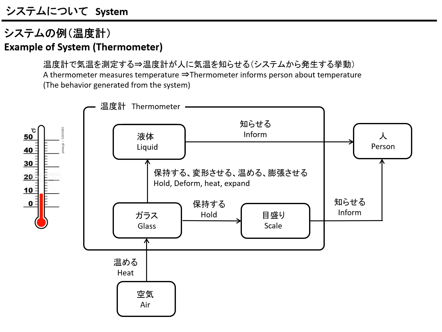Then what's going on in the system of the thermometer must be the things shown in this figure. First, air heats glass. Then the glass probably holds, deforms, heats, and expands the liquid. On the other hand, glass holds the scale. Then the scale and liquid inform the person what the temperature of the air is. So this must be a kind of explanation of the thermometer as a system.